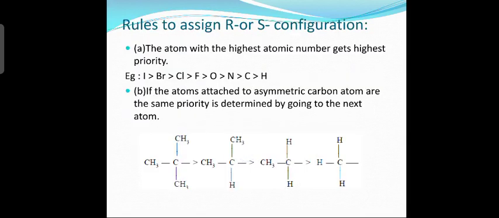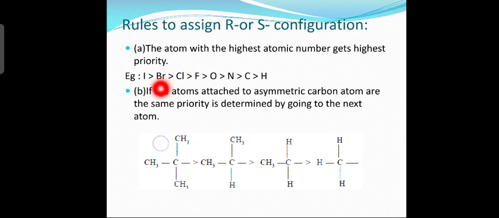Next slide. Now, the rules to assign R and S configuration. Which are the rules to assign R and S configuration? The atom with the highest atomic number gets the highest priority. Now, you have to see which atom has the highest atomic number among these. Iodine, correct. The atomic number of iodine is 53, bottommost under the halogens: fluorine, chlorine, bromine, iodine. So iodine is the highest, atomic number 53.